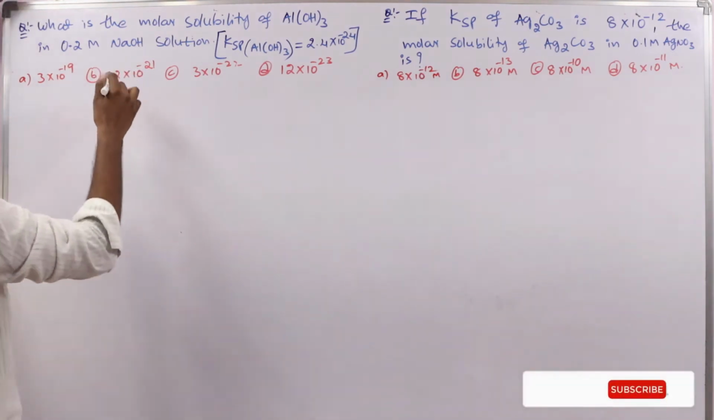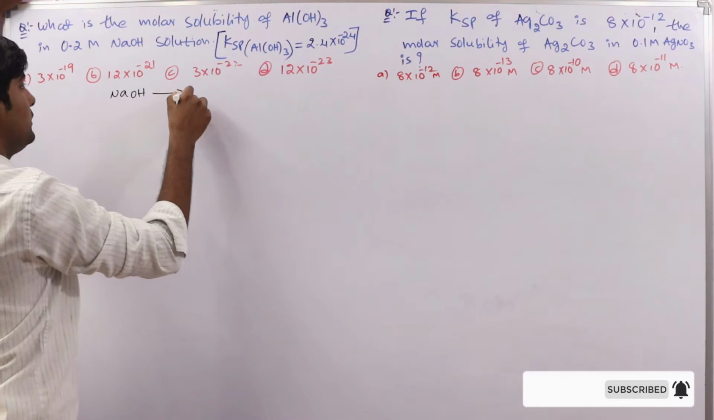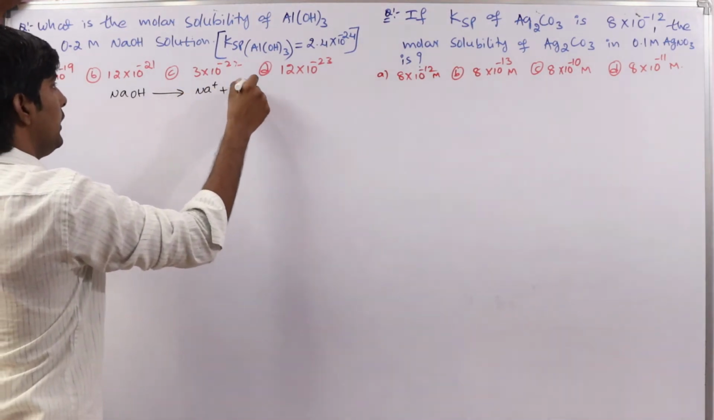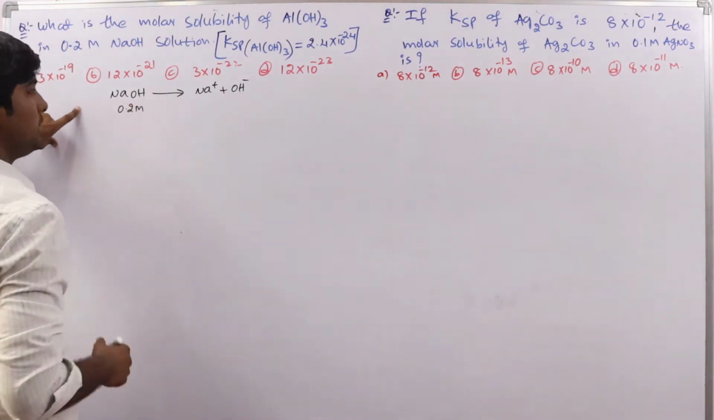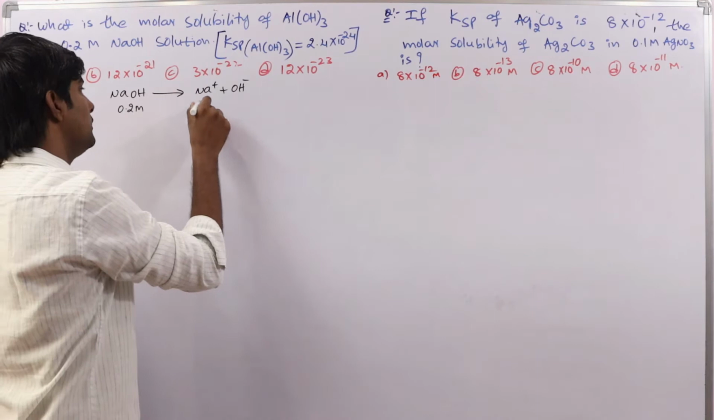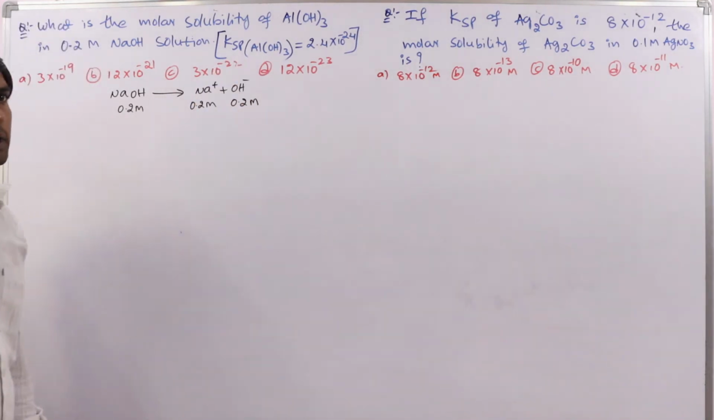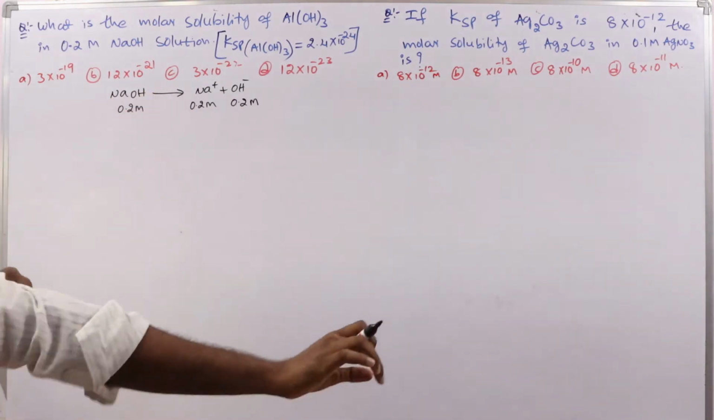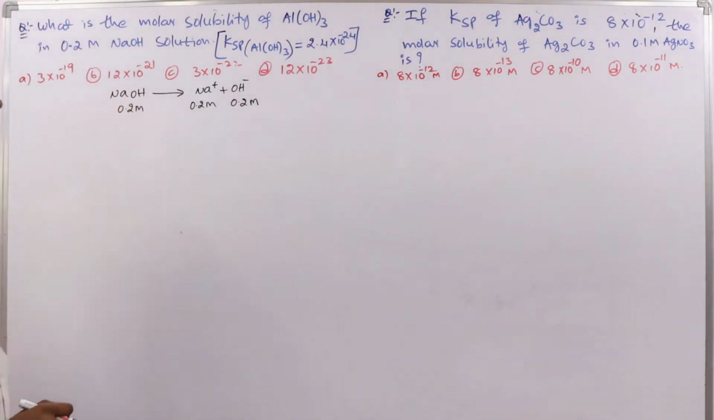Simple technique: first take the strong electrolyte NaOH. It dissociates completely into Na plus and OH minus. Here the concentration of NaOH is 0.2 molar, so this is also 0.2 molar each, because it is a strong electrolyte that undergoes almost 100% ionization. So that's the concentration of the ions present.